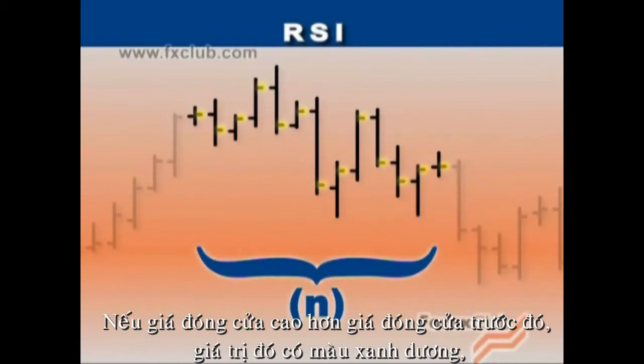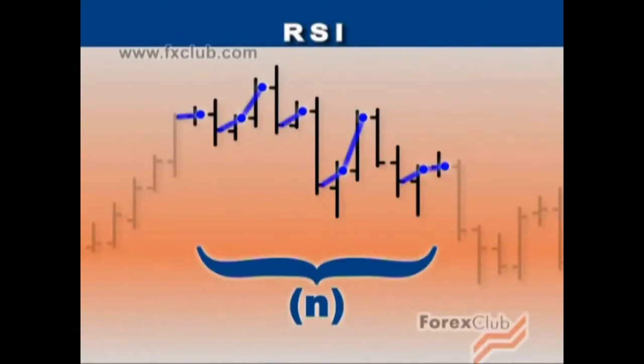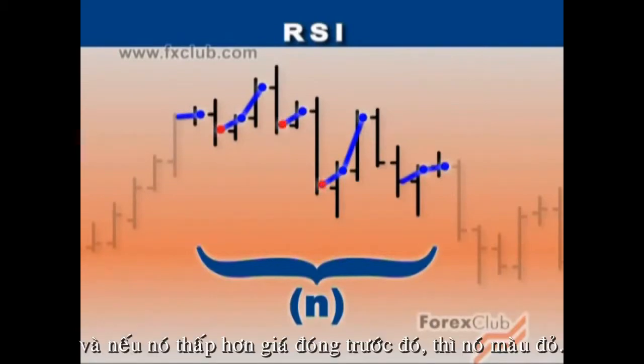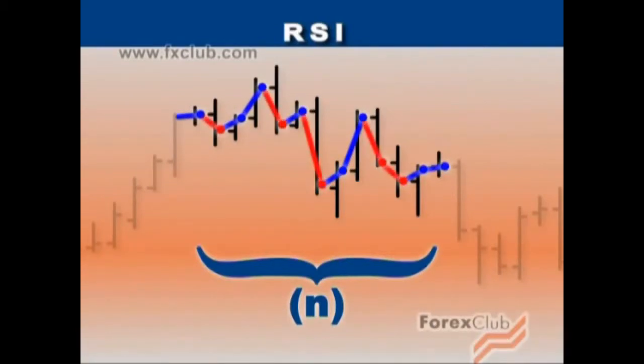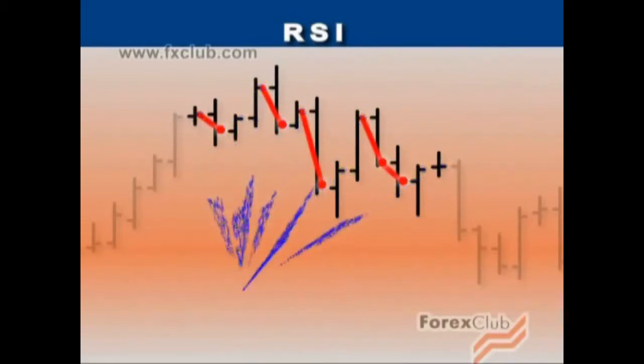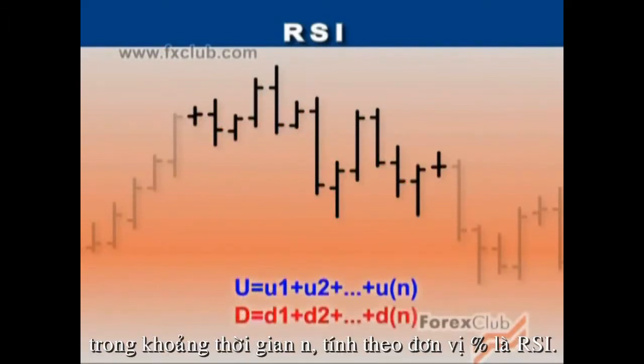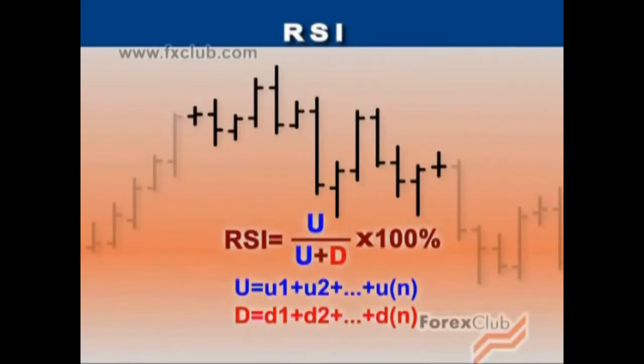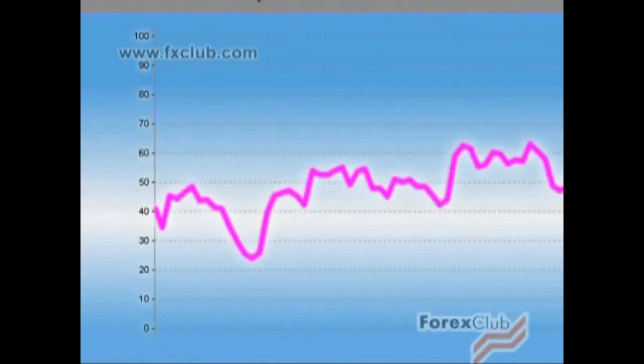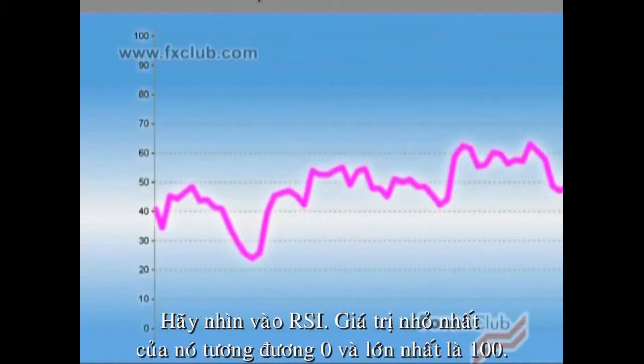If the closing price is higher than the previous one, then the value is blue. And if it's lower than the previous, the value is red. So the ratio of the sums of positive and negative variations u and d for the period n, expressed as a percentage, is the RSI. Take a look at RSI. Its minimal value equals 0 and its maximum is 100.